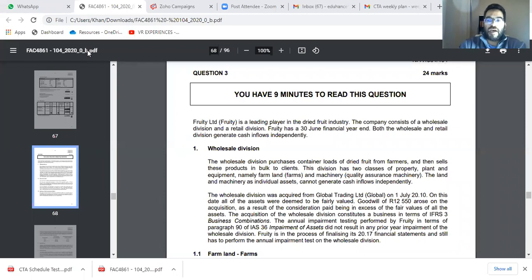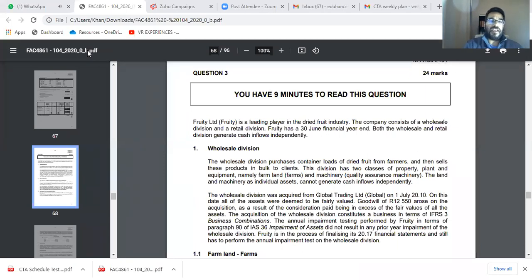Okay, so it is important not to overthink, but it's also important to make sure you can pick up all the details within the scenario. So remember, in most cases, they can ask you for an impairment question. It's not the only thing they're going to ask you for, but in most cases, they can ask you for an impairment question. And through testing impairment, you're going to need to know your other standards, which is PPE and intangibles.